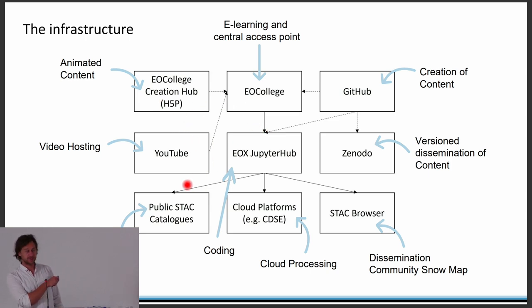Then the animated content we've created on the Creation Hub using H5P widgets. The videos are hosted on YouTube. And the results that you generate on the cloud, so we choose this time the Copernicus Data Space Ecosystem is the cloud that you're going to log into, and you're doing it with the programming language OpenEO, or with the cloud communication language OpenEO, with this API. And as said, we're also working on integrating the Pangeo community, that you have different ways of doing things. The results you create are uploaded from Jupyter Hub to a public STAC catalog and are made available, disseminated via STAC Browser. So that's the background architecture that is completely open and can be reused also for other courses if you want to continue in this direction.